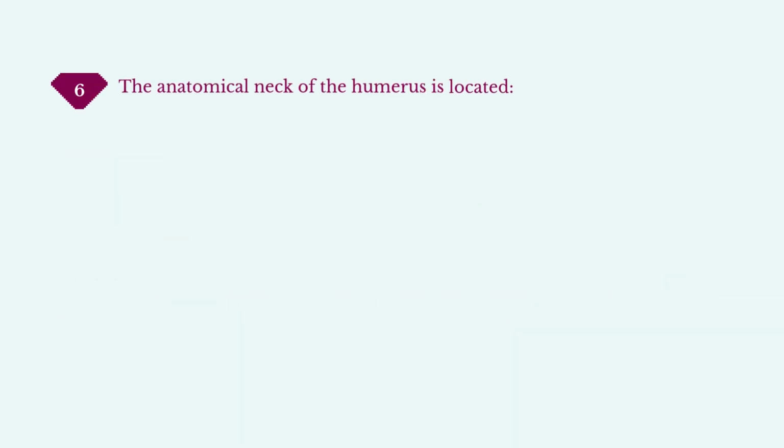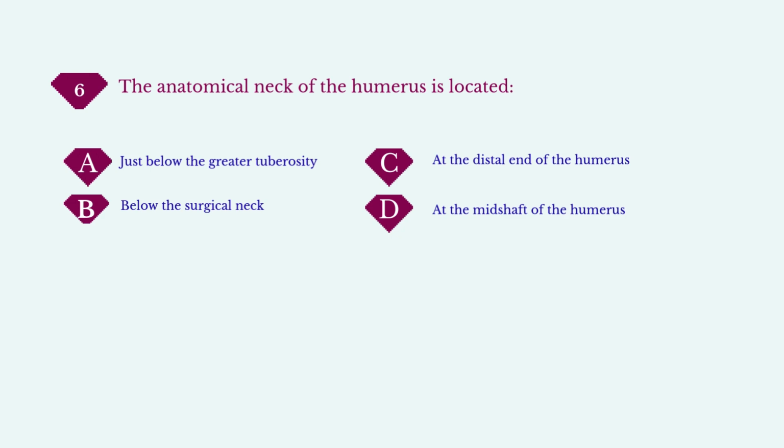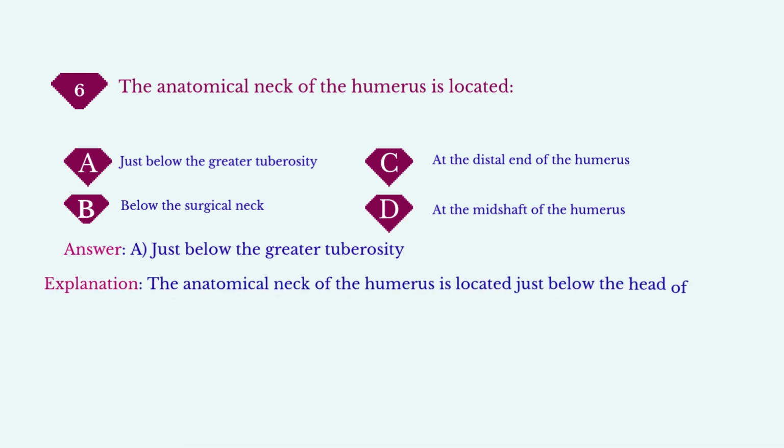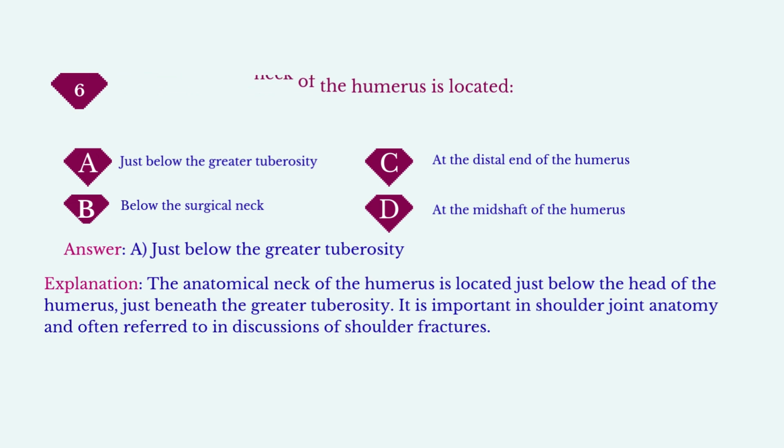The anatomical neck of the humerus is located: A. Just below the greater tuberosity. B. Below the surgical neck. C. At the distal end of the humerus. D. At the midshaft of the humerus. Answer: A. Just below the greater tuberosity. Explanation: the anatomical neck of the humerus is located just below the head of the humerus, just beneath the greater tuberosity. It is important in shoulder joint anatomy and often referred to in discussions of shoulder fractures.